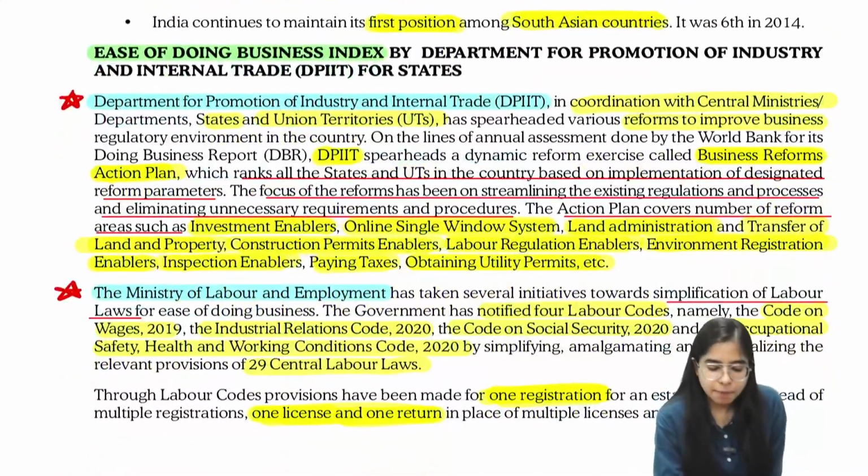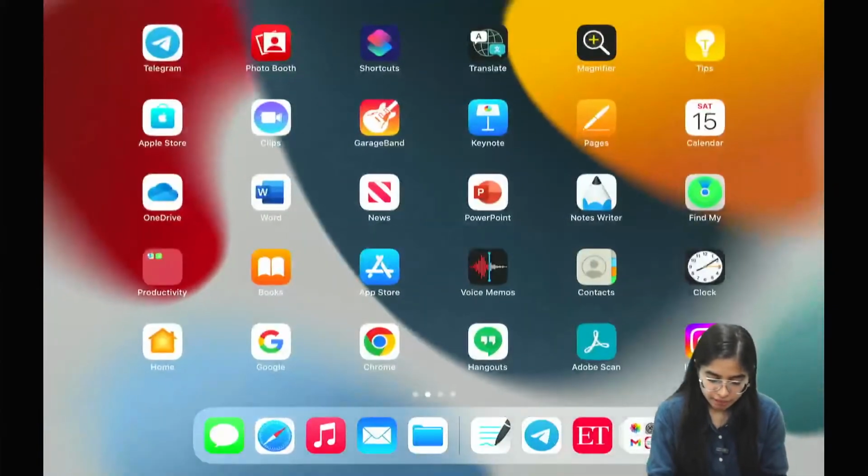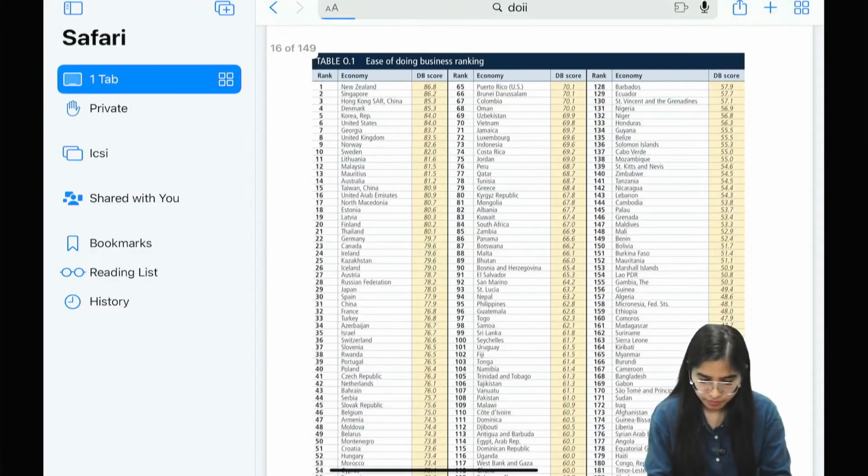Last topic of this chapter, ease of doing business index by DPIIT. Here, there are a few government departments, government ministries, which have taken a few steps to promote ease of doing business in India. So I will show you the DPIIT website.